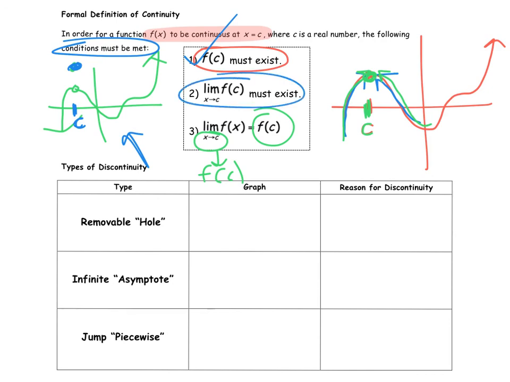The limit must exist. Well, let's see. As I approach c from the left and from the right, yeah, that limit exists. Okay, so far this is looking good.